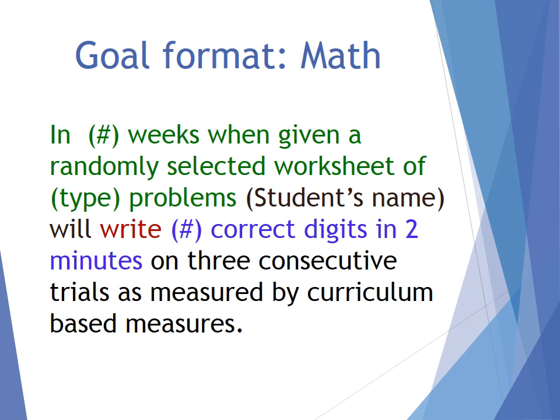And here's one final example for math. In X number of weeks, when given a randomly selected worksheet of multiplication problems, the student will write blank correct digits in 2 minutes on 3 consecutive trials as measured by curriculum-based measures. You can see highlighted in the different colors the 3 components and what needs to happen within each goal.